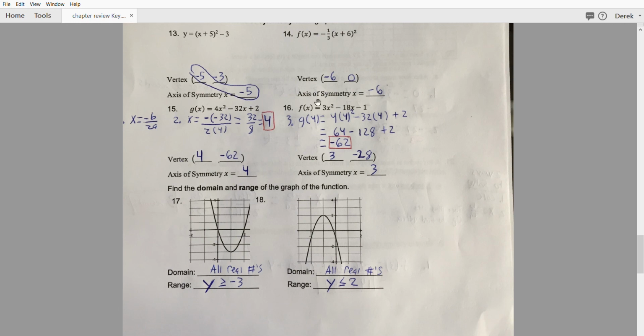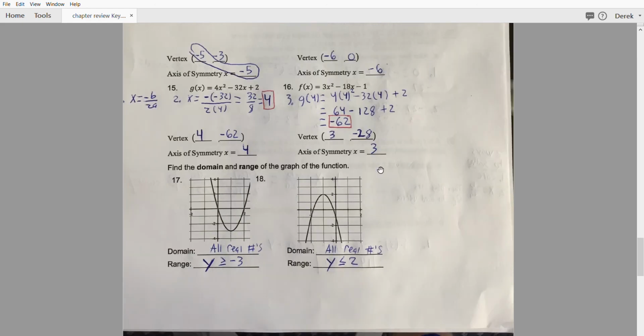Okay, for number 16, I did it with the calculator. So I plug this equation into the calculator, into the y equals button. I hit graph. The window might be a little messed up, so you might need to change your maximum y value you can see, or your x value. So maybe you have to mess around with that window, and then you'll hit graph again. Alright. The vertex, when you go second calculate minimum, is going to be 3, negative 28. And since the x value of our vertex is 3, the axis of symmetry is also going to be 3.